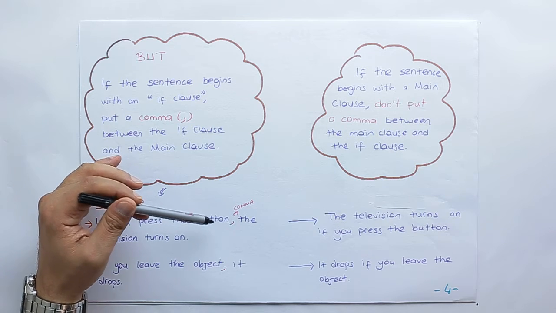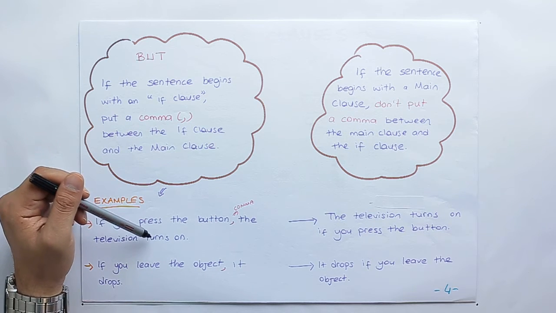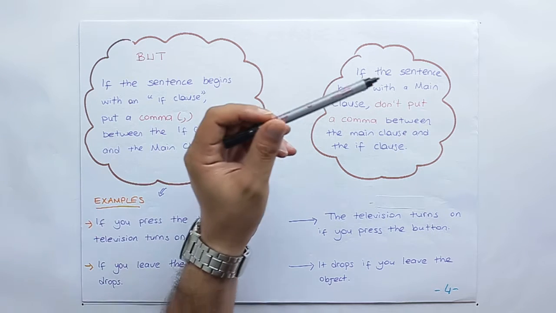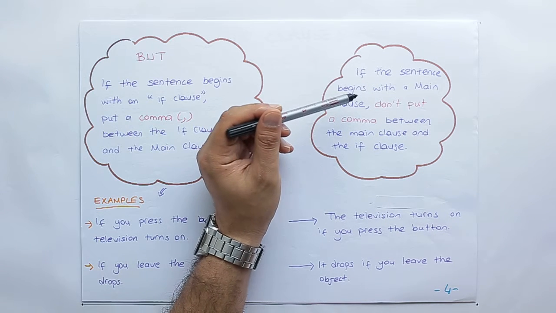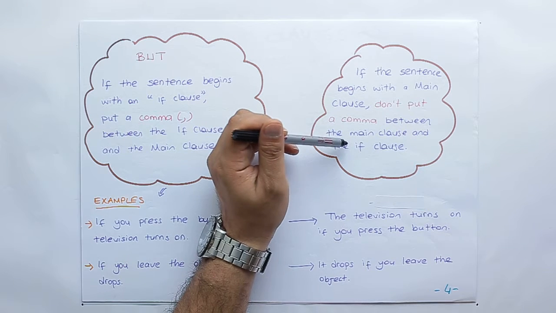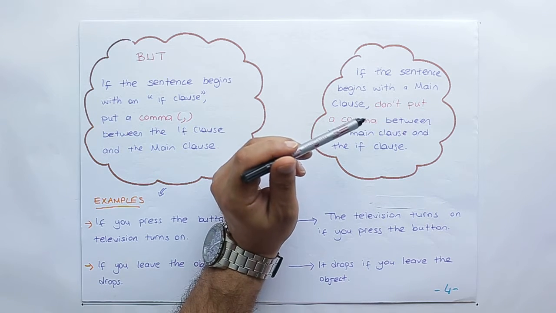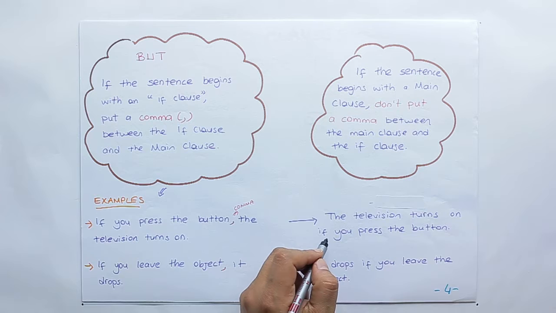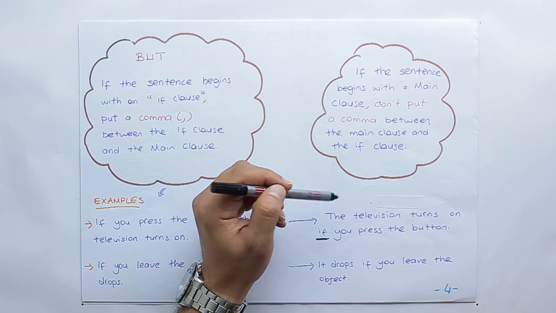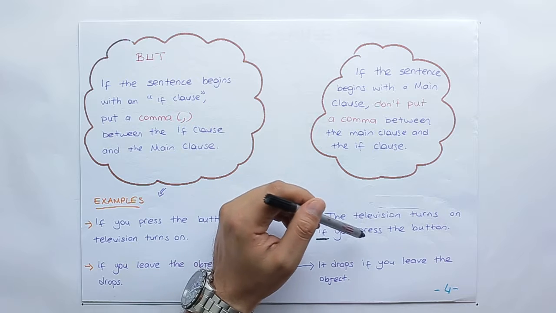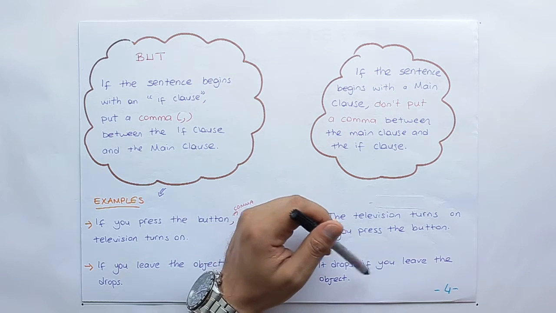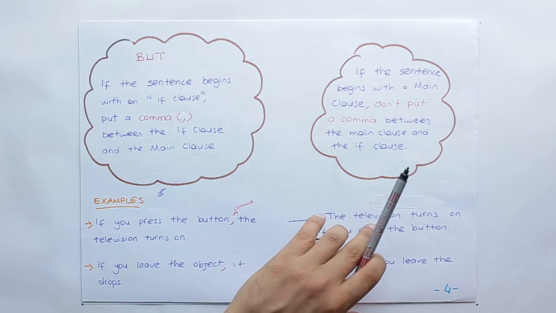If you press the button, comma, the television turns on. If you leave the object, comma, it drops. And if the sentence begins with a main clause, do not put a comma between the main clause and the if clause, because the if itself joins both parts. Don't forget it. The television turns on if you press the button, or it drops if you leave the object. Okay.